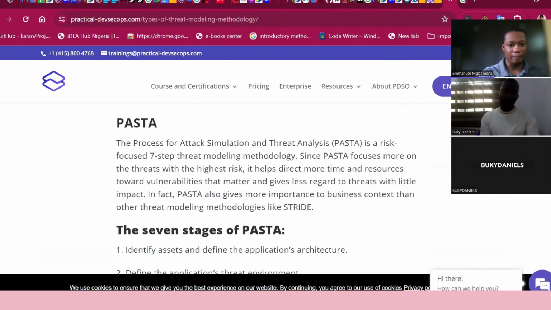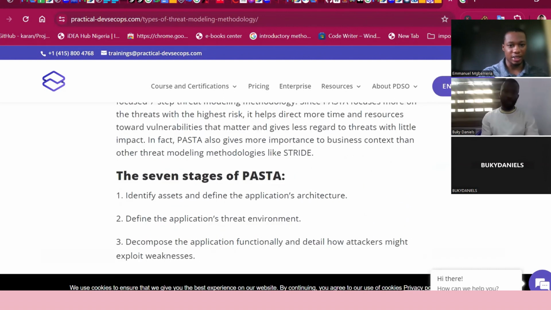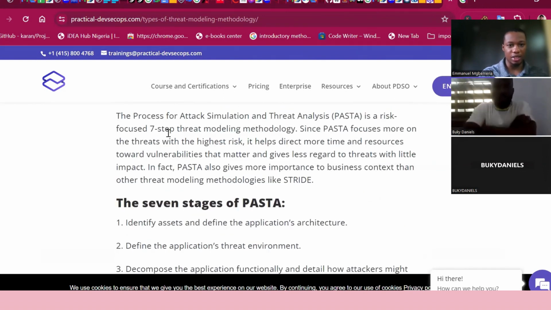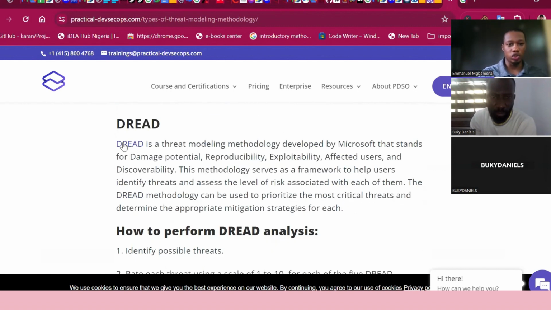So there's PASTA. Again, PASTA, the meaning is Process for Attack Simulation and Threat Analysis. So these are different threat models, but they told us to use DREAD threat modeling, and DREAD means damage potential, reproducibility, exploitability, affected users, and discoverability. So this way we would rate our current threat of vulnerability. So we are looking at the damage potential.